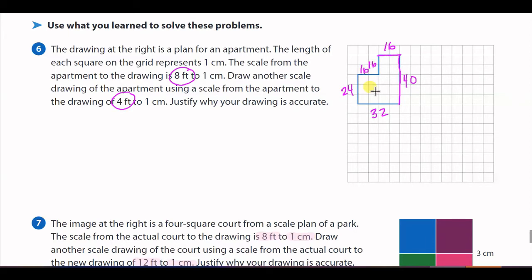Okay, so now it's going to take twice as much to represent that. So now it's 4 feet for every 1 centimeter. So let's do 32 now. We need to get 32, but each of these is 4. So we're going to take 8 of these now. 1, 2, 3, 4, 5, 6, 7, 8.